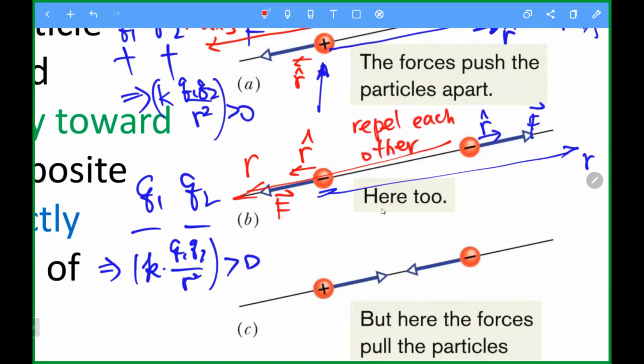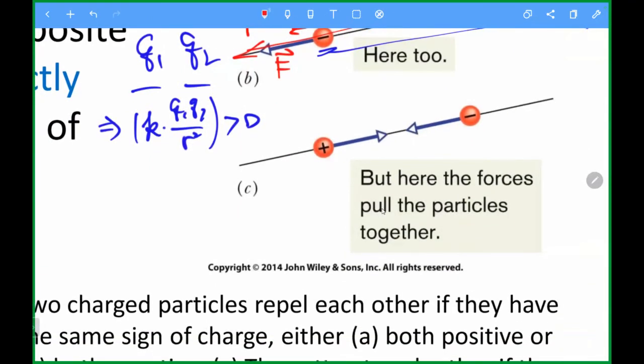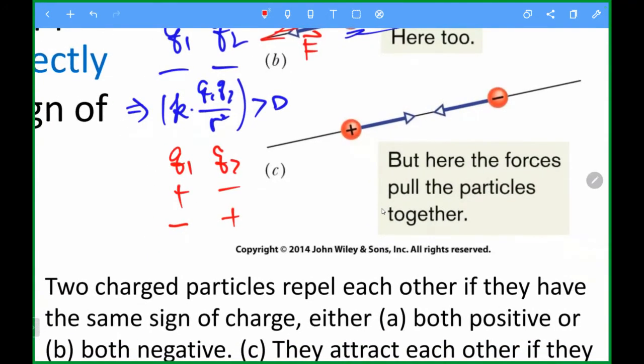Okay, so for the third case, here we have Q1, Q2. One is positive, one is negative. And actually, if Q1 is negative and Q2 is positive, it is the same, so I won't draw it again.